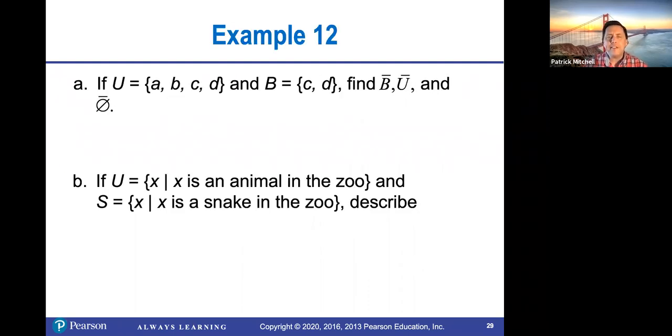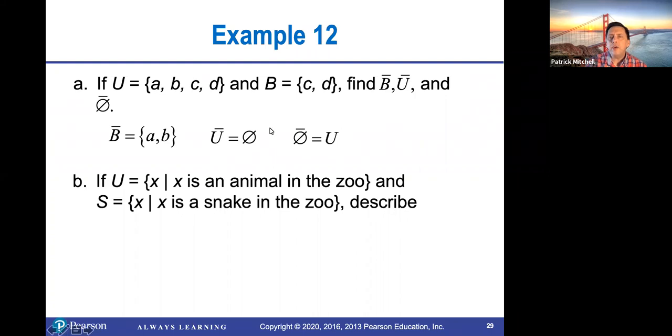All right, so here's an example. If U is just the letters A, B, C, D, so that's our whole universe, just those 4 letters, and B is the letters C and D, let's find B complement, U complement, and empty set complement. All right, it's getting a little weird. The first one's pretty simple though. For B complement, we're just looking for everything in the universe that's not in B. B contains the letters C and D. That means B complement is going to contain A and B.